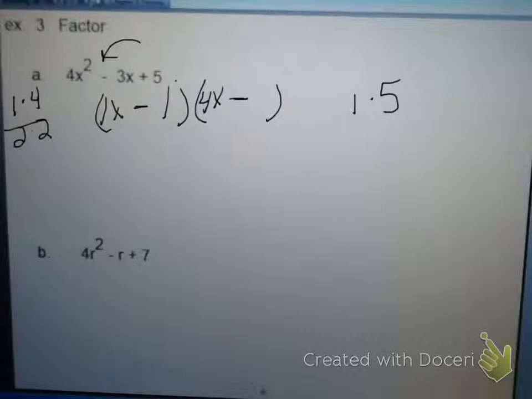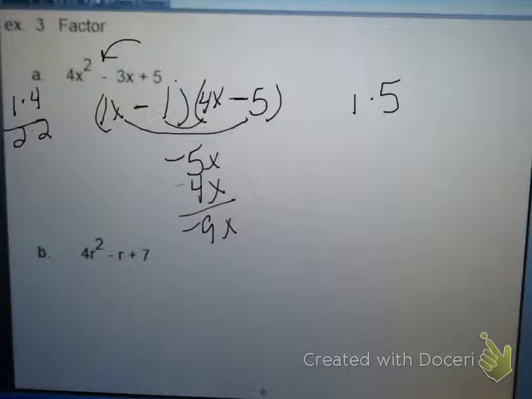I'm going to try the 1 here and the 5 here. Now check, my outer is a negative 5x and my inner is a negative 4x. That does not give me negative 9x. So now I can either switch the 1x and the 4x or the 1 and the 5. It does not matter, but do not switch both, because if you switch both, you get the exact same thing that you just had.